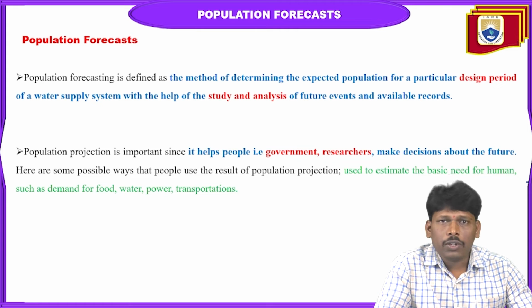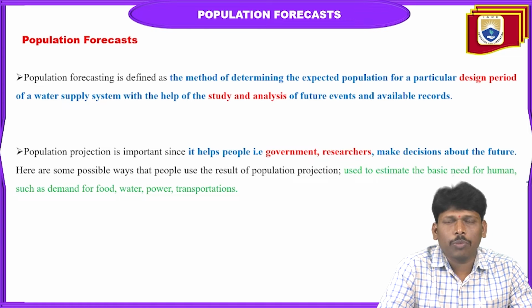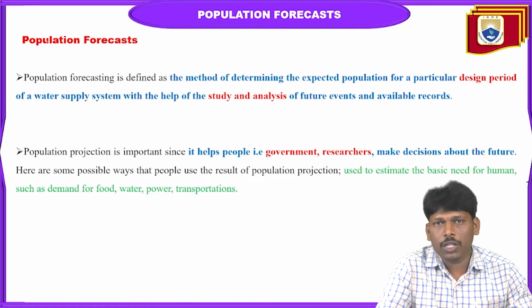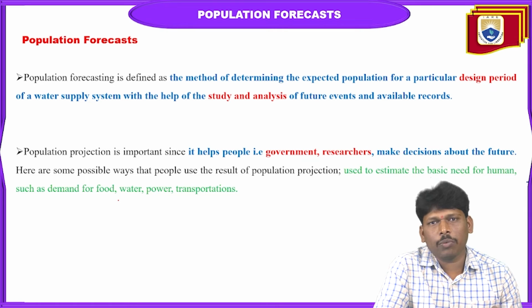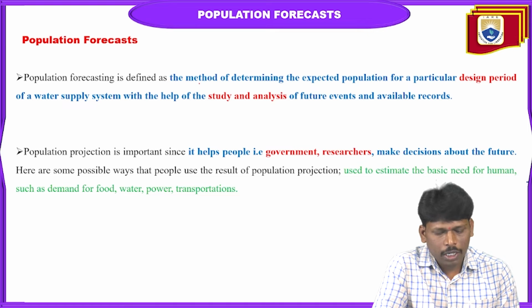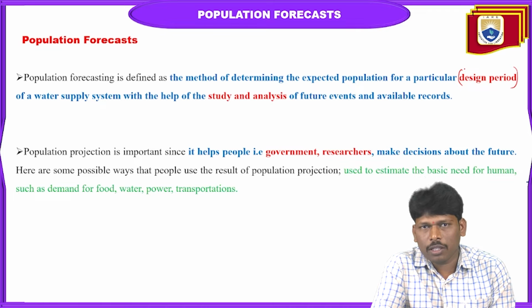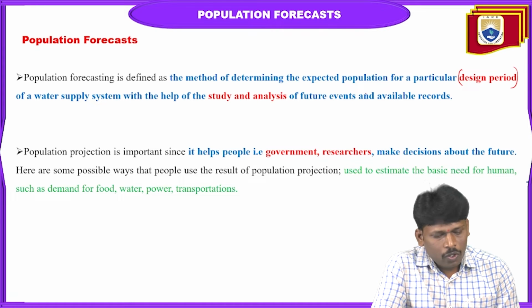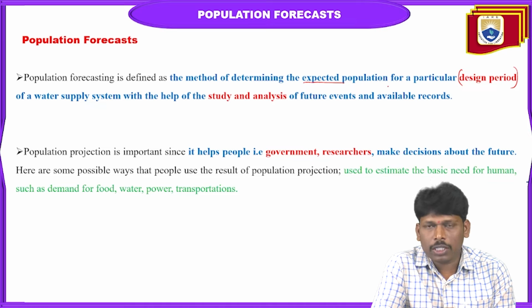After fixing the design period, we must take care of the population forecast. Population forecast is, very simply, the growth rate of the population, for 2022 to 2030, 2040, which we are going to explain. The population forecast is defined as the method of determining the expected population for a particular design period, as we discussed in the last slide. This is not a sure figure, it is only the expected population for a particular design period.